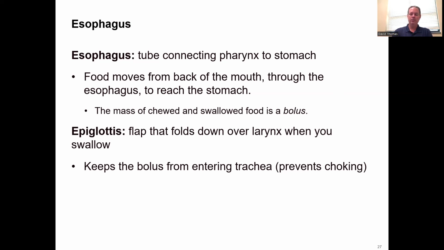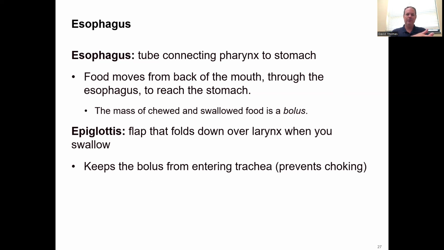Now, one thing that you do have, and you may have seen this word before, is the epiglottis. This is basically a piece of connective tissue that covers over your voice box or your larynx whenever you swallow, so that food doesn't go through your windpipe area or your voice box and then down through the trachea. So that is keeping the bolus from entering the trachea or the windpipe. That's going to prevent you from choking.